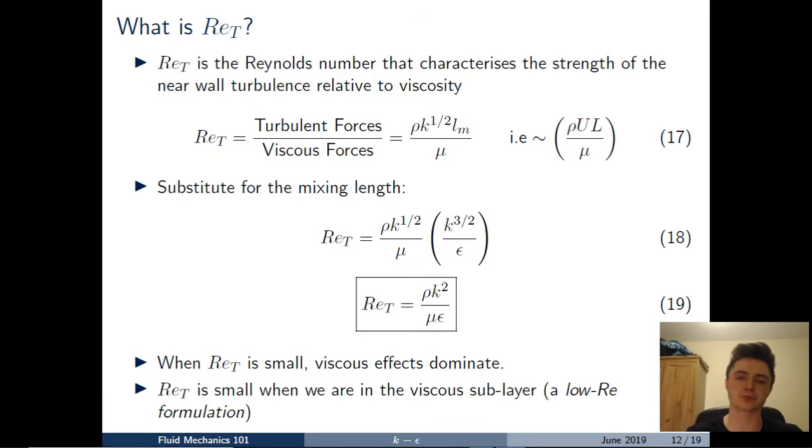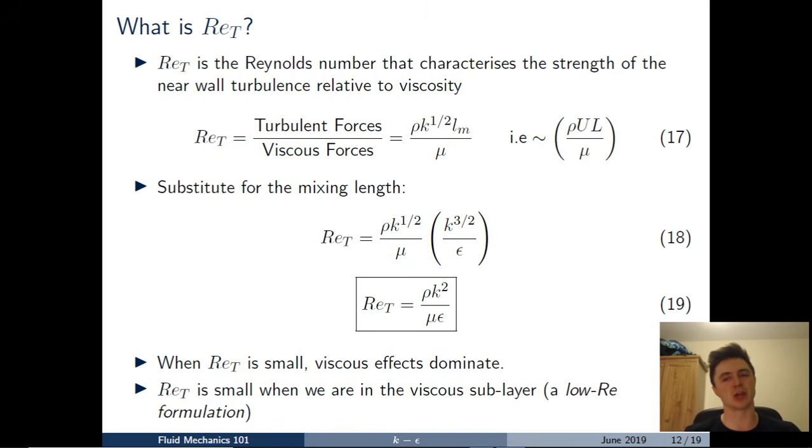Now remember from before, we're not solving for the mixing length in these models, we're solving for the dissipation rate. So if we substitute in for the mixing length there in equation 18, we arrive at equation 19 for the turbulent Reynolds number.